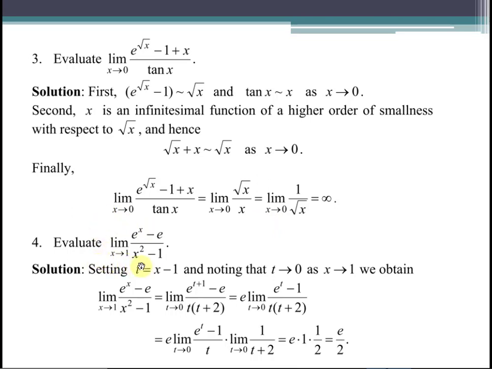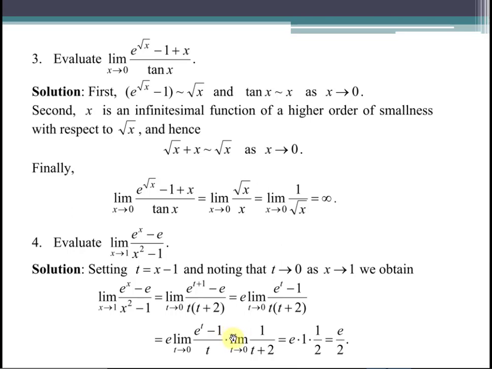Number 4, evaluate the next limit: e to the power of x minus e over x squared minus 1. Here also we can do the substitution. Setting t equal to x minus 1 and noting that t tends to 0 as x tends to 1, we obtain e to the power of t plus 1 minus e over (t plus 2) times t.